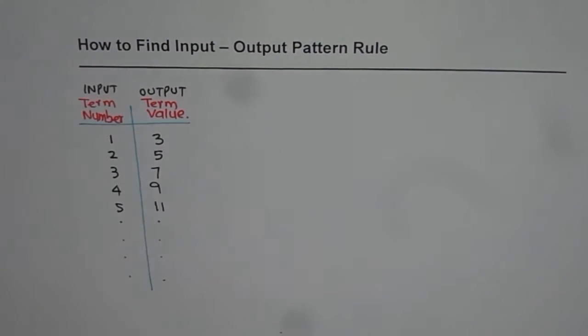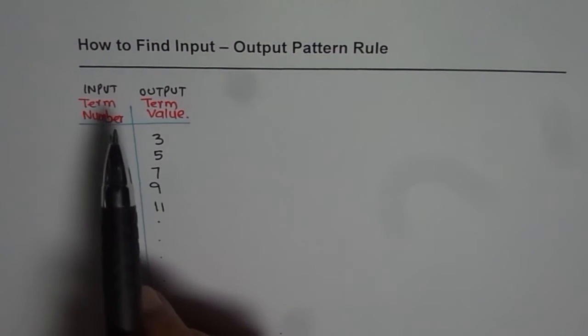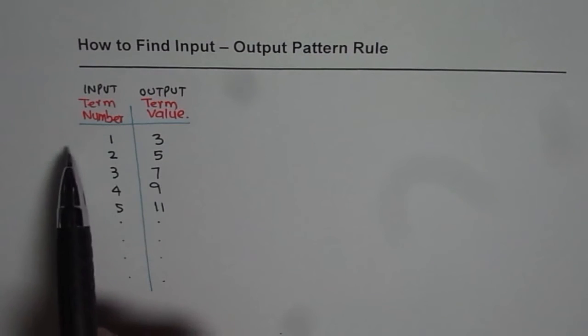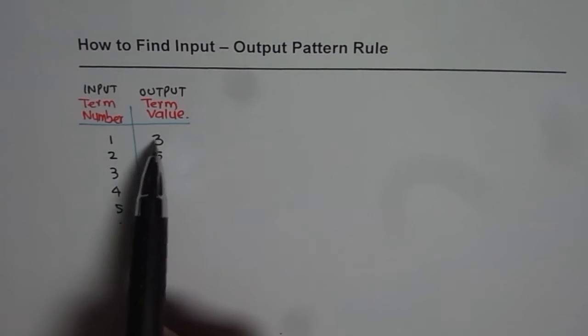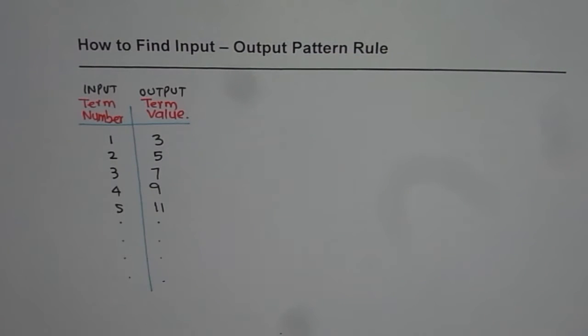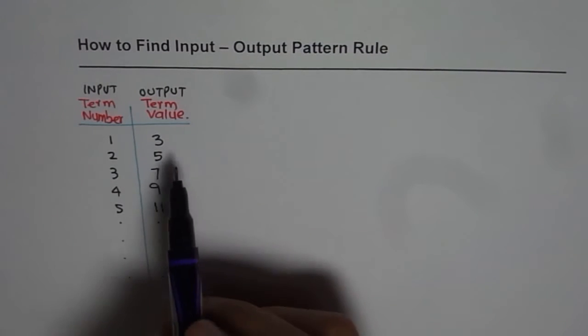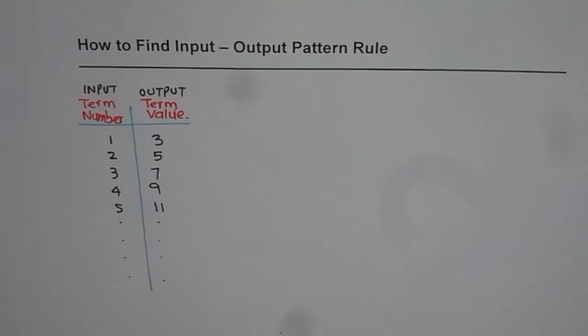So we got one pattern. We'll call this an input-output pattern. Since we give input of 1, we get output of 3. For input of 2, output is 5 and so on. Now one way to write a pattern rule for any pattern like this is to describe it in terms of the first number and how it is increasing or decreasing. We call that a recursive pattern rule.